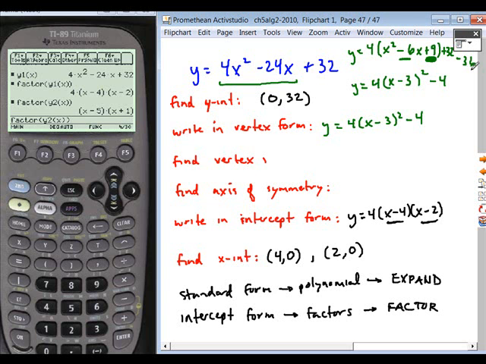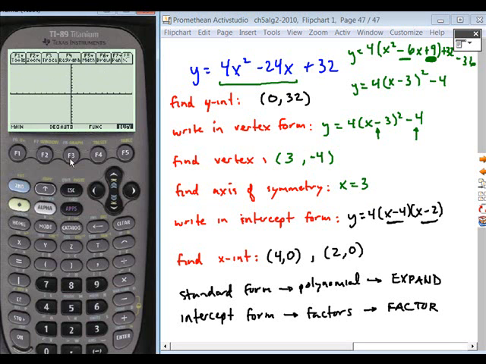Okay. And so according to this, the whole advantage of vertex form is your vertex can be identified. The x-coordinate of your vertex is whatever value of x would give you a 0 in here. So what's the x-coordinate of our vertex? 3. And then our y-coordinate of the vertex is whatever this value on the outside is. So 3, negative 4, which means your axis of symmetry is the vertical line equation x equals whatever the x-coordinate is, 3. Again, we can come back to look at the graph of this.